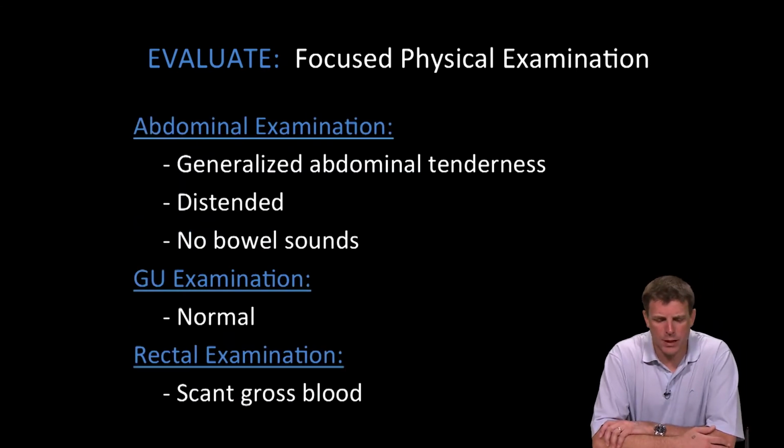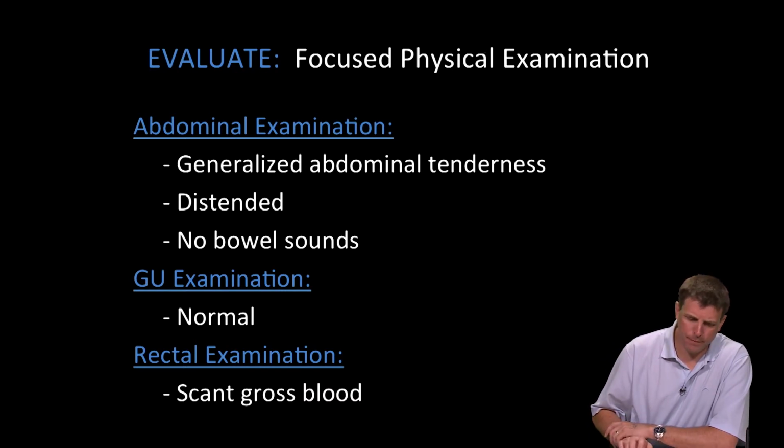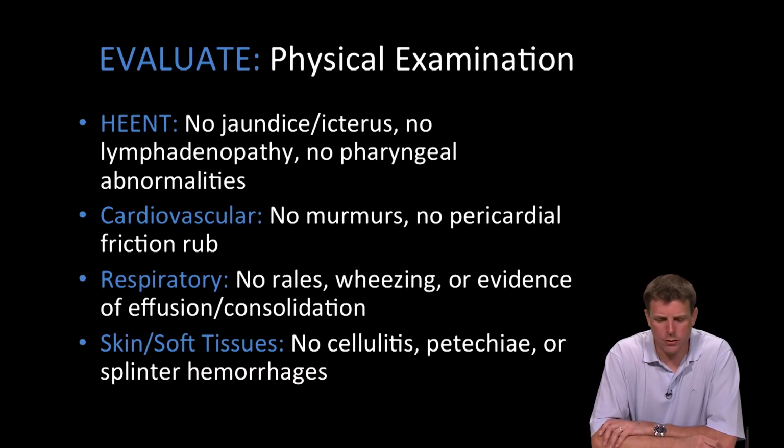Continuing on the focused physical examination on this patient, we find that the abdominal exam reveals generalized abdominal tenderness. The belly is distended, and there are no bowel sounds. The GU examination, genital urinary examination, is normal. The rectal examination reveals scant gross blood. The ENT examination reveals no jaundice or scleral icterus, no lymphadenopathy, no pharyngeal abnormalities.